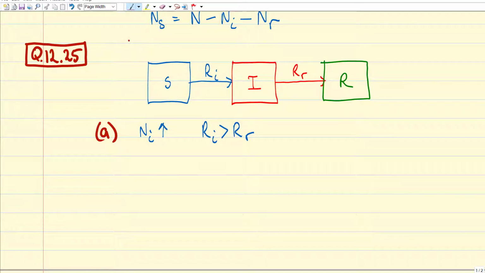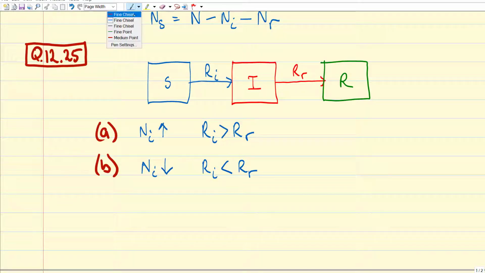Part B asks what would be true if Ni is decreasing. Well, in that case, we're saying that the number leaving has to be larger than the number coming in, right? So think about a parking structure again. If more cars are leaving than are coming in, then the number inside the structure is going to go down. So we're going to have Ri is less than Rr.